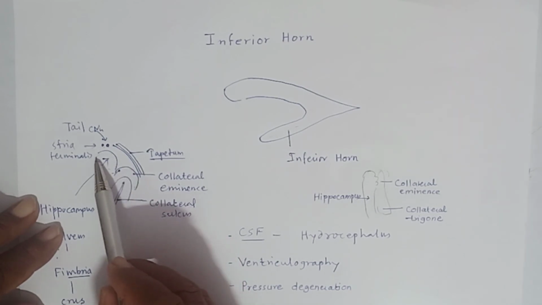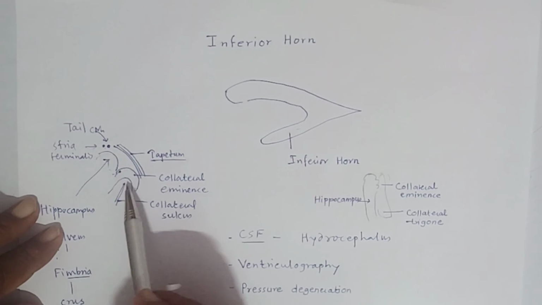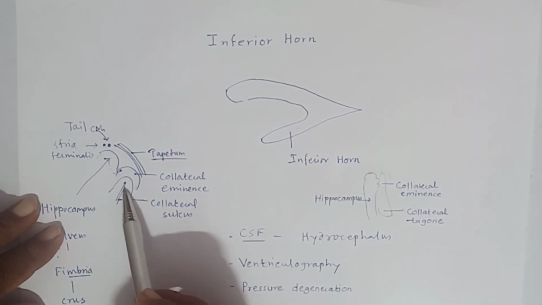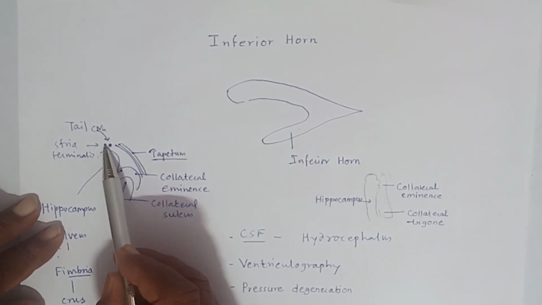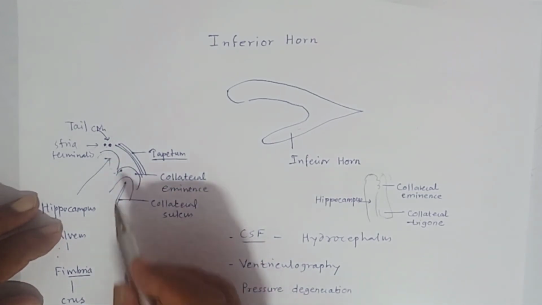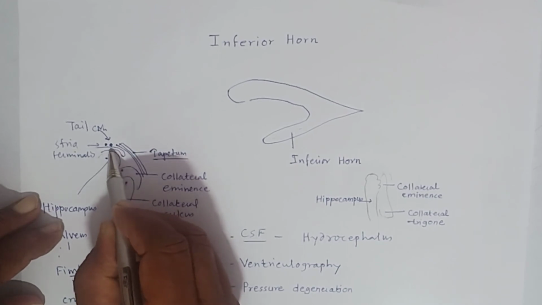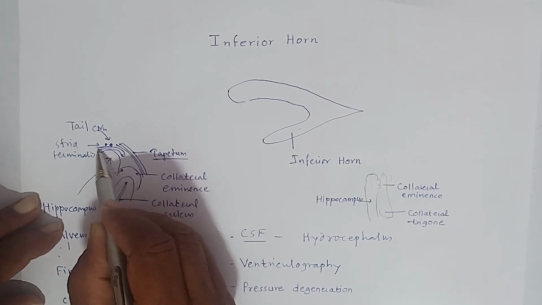While in the floor, there are two elevations. The medial one is hippocampus, and the lateral one is collateral eminence. Collateral eminence is the white matter pushed by the collateral sulcus. Between the stria terminalis and the hippocampus, there lies the inferior part of choroid fissure, and through it the double fold of pia mater, tela choroidea, enters.